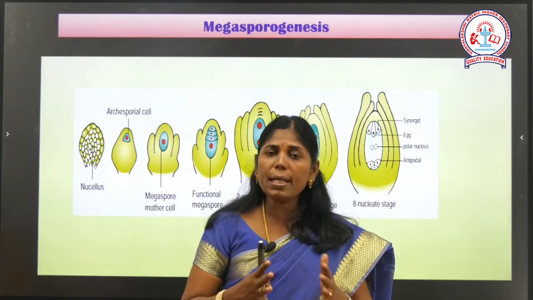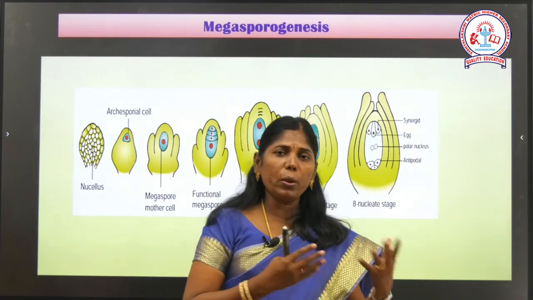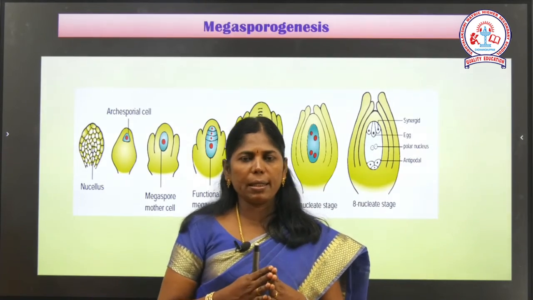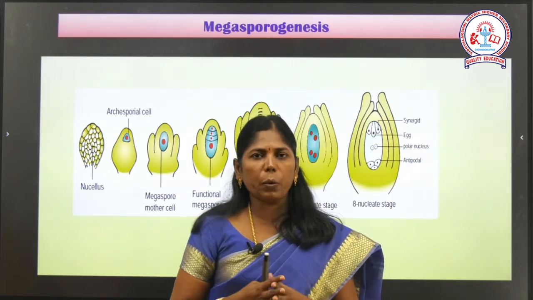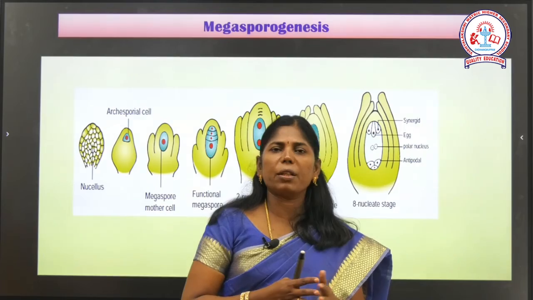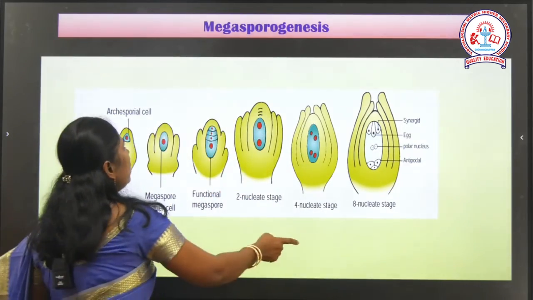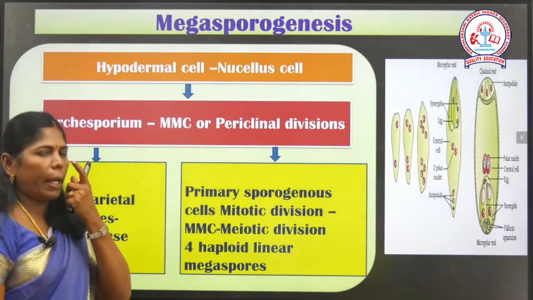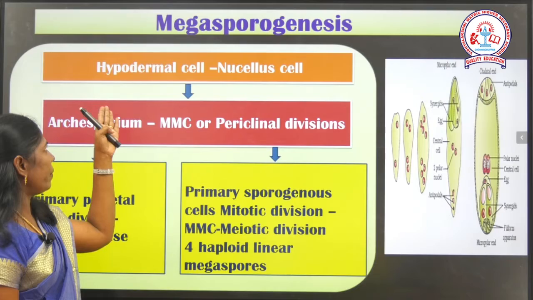If any one is functional, that is considered a monosporic condition. If any 2 are functional, that is considered a bisporic condition, or trisporic or tetrasporic, based on the number of megaspores involved in the formation of the embryo sac. So that is the difference between microsporogenesis and megasporogenesis. What I explained is everything given in the short way.